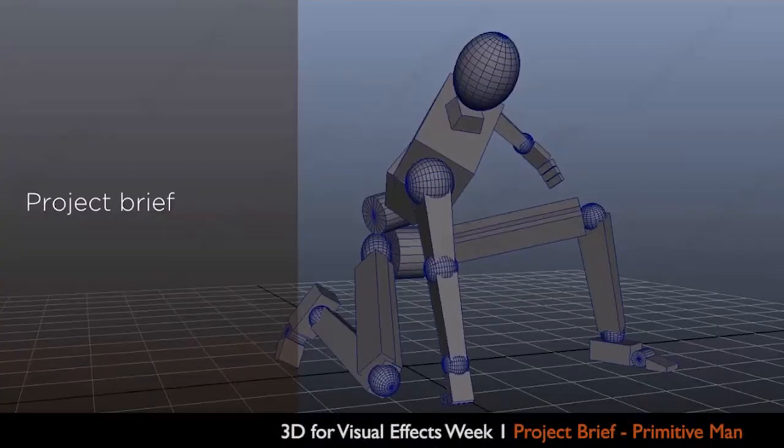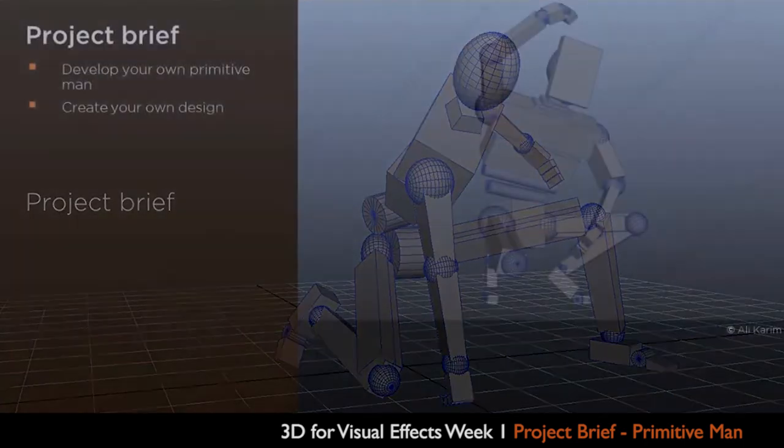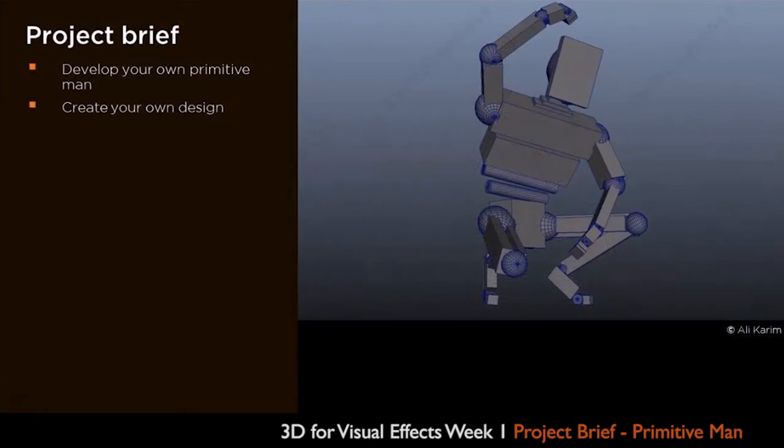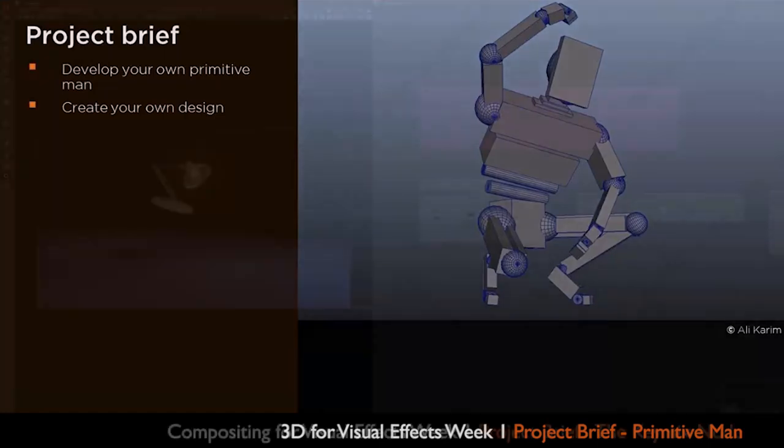Following your first week, it's now your chance to put what you've learnt into practice and develop your own primitive man. Essentially the project comprises two parts. The first is to come up with your own design for the character. We don't want to see the tutorial model reused, but rather a touch of your own creativity when using primitive geometry to construct the character.